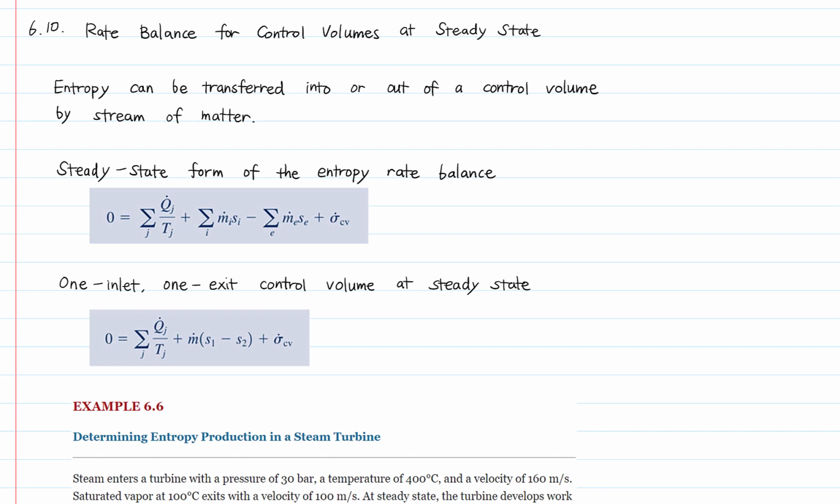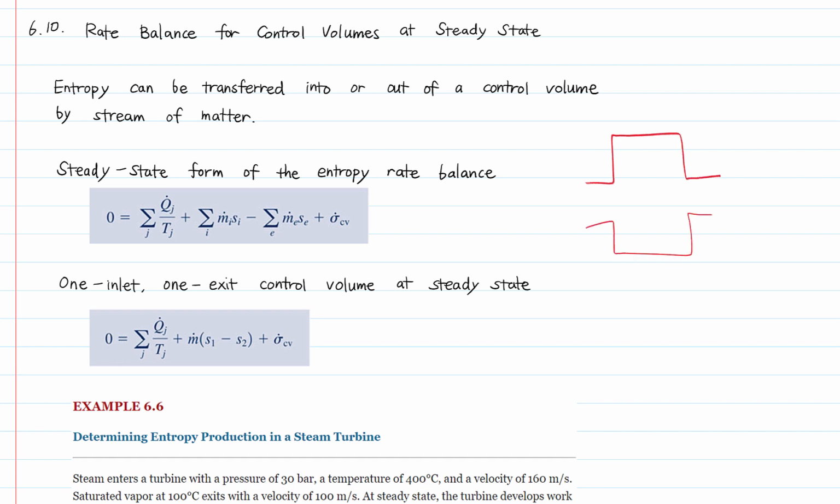6.10 Rate balance for control volumes at steady state. We are going to take a look at entropy balance for open systems. The open systems or control volumes allow mass transfer across the system boundaries. We are already familiar with energy balance for open systems.